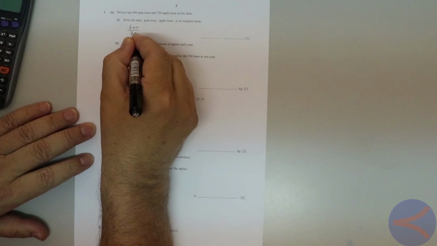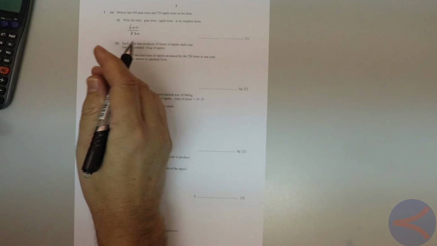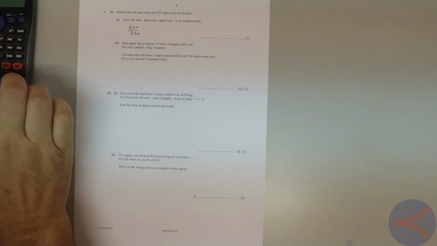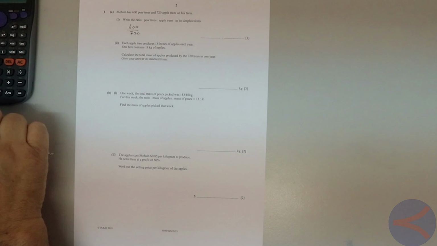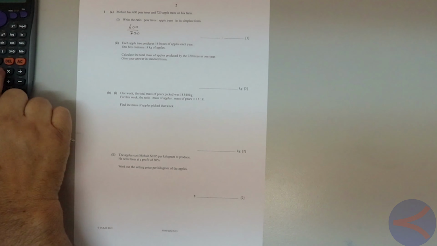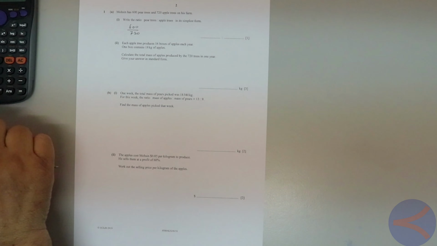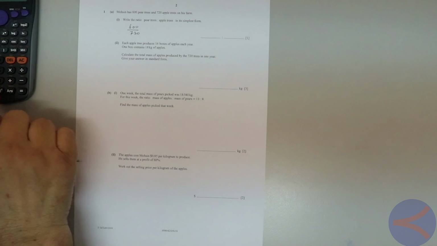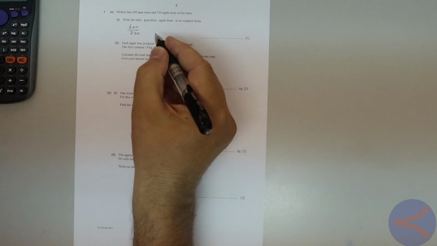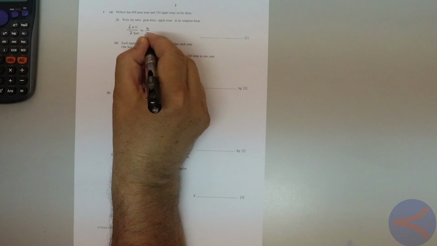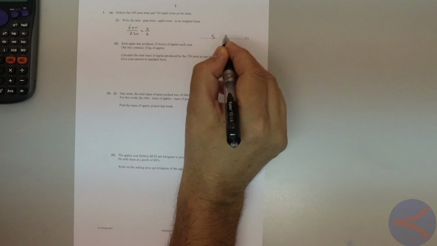600 over 720. You can simplify yourself or you can put it in your calculator. If you are putting it in the calculator, you are getting 600 over 720. This is 5 over 6. Therefore, this is 5 over 6. Therefore, the ratio is 5 to 6.